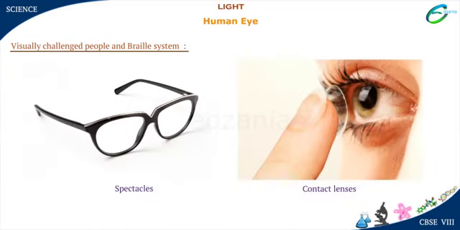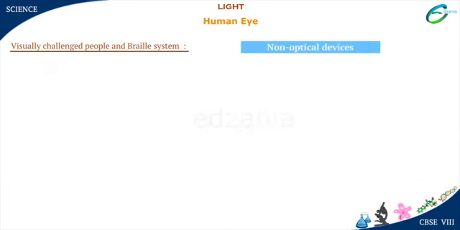With the development of science and technology, various alternative resources have been developed to assist visually challenged persons. Optical devices or aids like contact lenses or spectacles, which make use of lenses, help us in better visualization. There are non-optical devices or aids which are based on the use of technologies other than lenses and light. Let's see more about them.